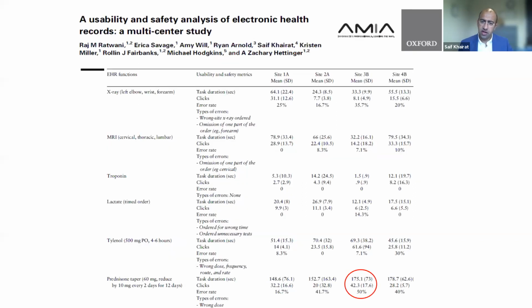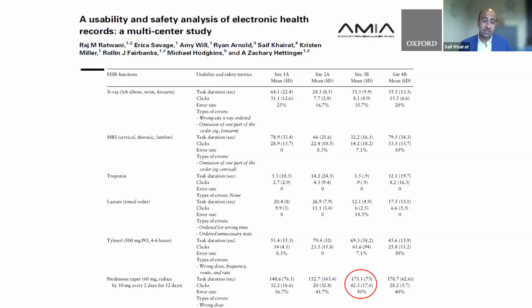We also found that another pain point is when asking residents to prescribe a medication, specifically a taper. We found that in one site, close to 50% of our subjects or providers made an error in prescribing a prednisone taper to the patients.